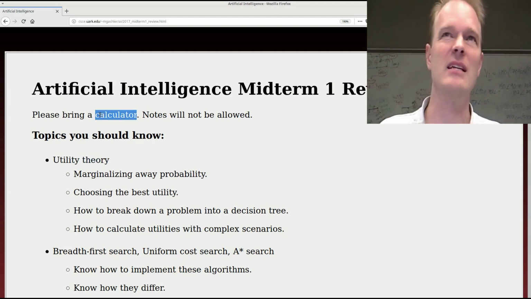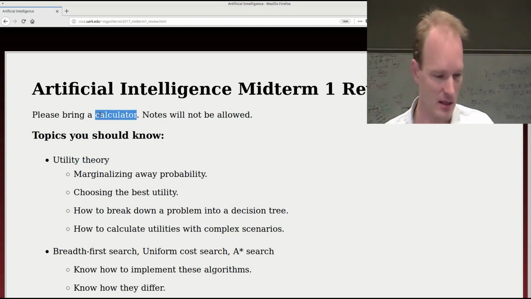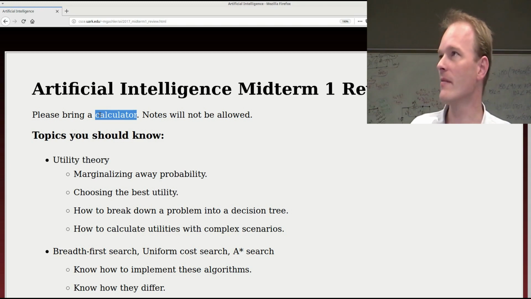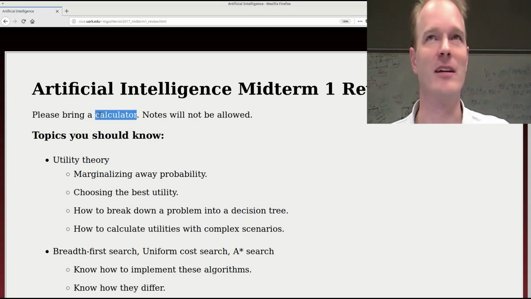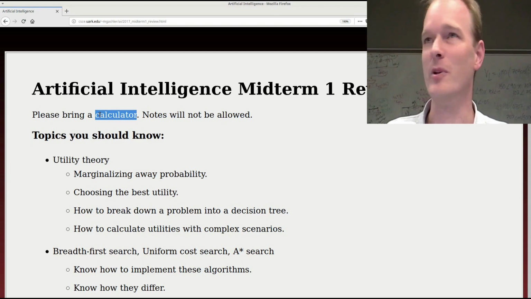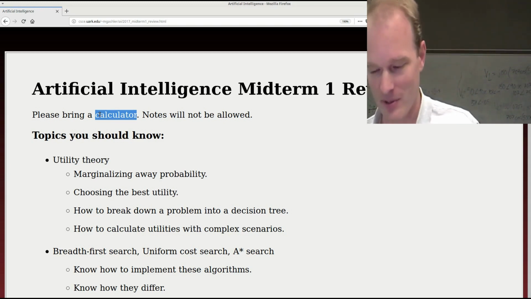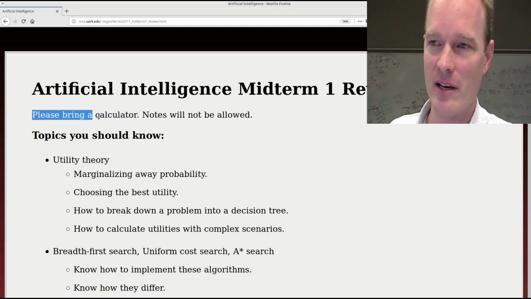Truthfully, you won't really need a calculator if you're one of those kinds that can do arithmetic in the margins really quickly, but it wouldn't hurt. It'll help you feel more comfortable if you have a calculator, maybe, right? If arithmetic slows you down and there's a limited time to take the test. So I recommend you all bring a calculator.